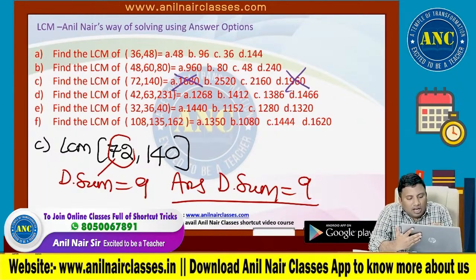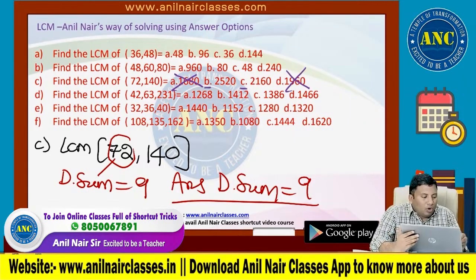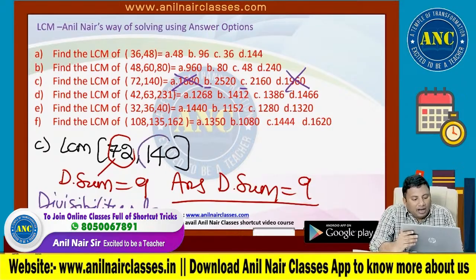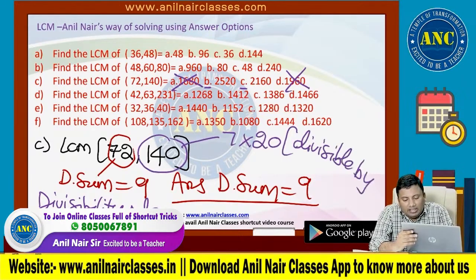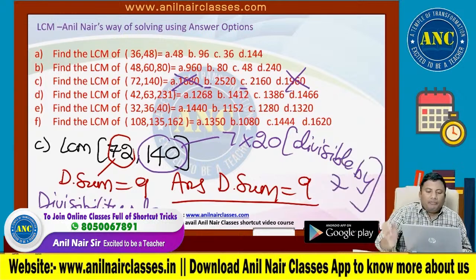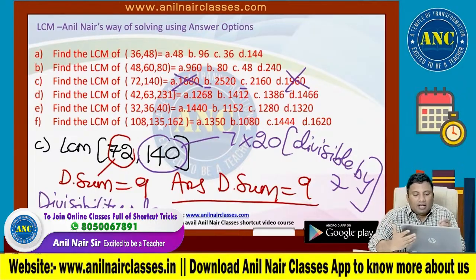I am stuck with two options, B and C. Then go by the divisibility rule. 140 is 7 into 20. That means it is divisible by 7. If one number is divisible by 7, the answer should also be divisible by 7.